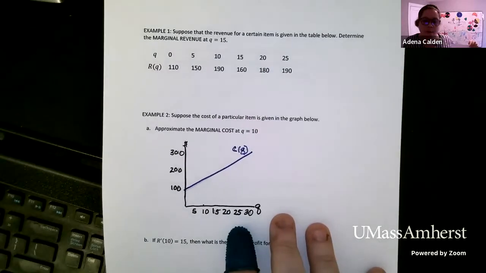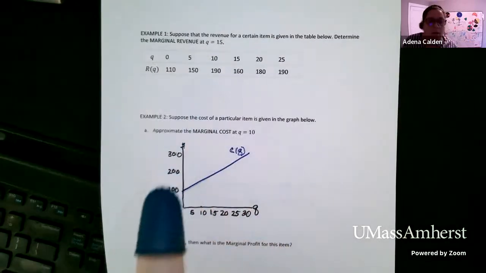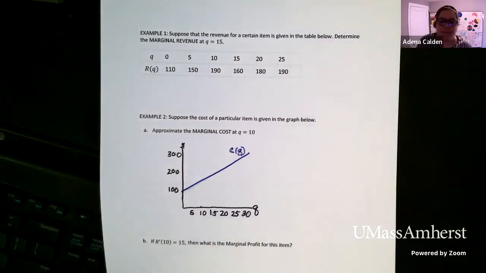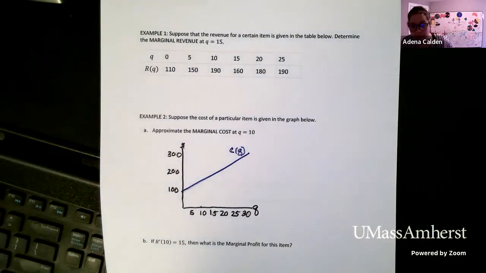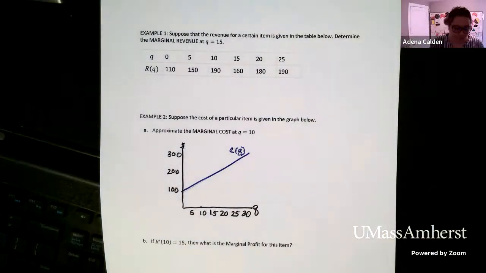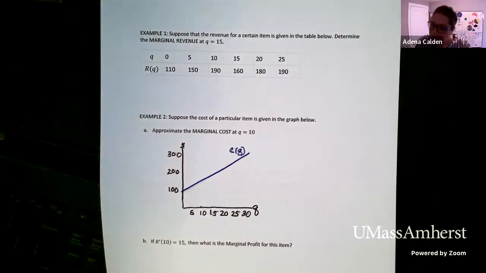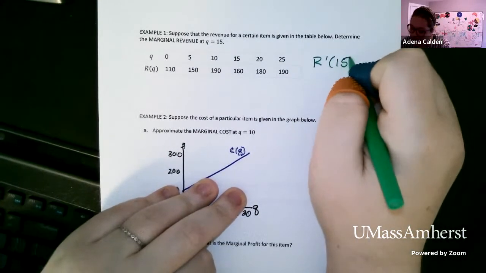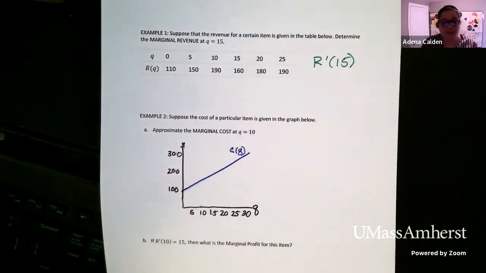The first two problems we're going to try: Example 1 says, suppose that the revenue for a certain item is given in the table below. Determine the marginal revenue at Q equals 15. So we're approximating the derivative on a table. We're looking for R prime of 15 based on the table.